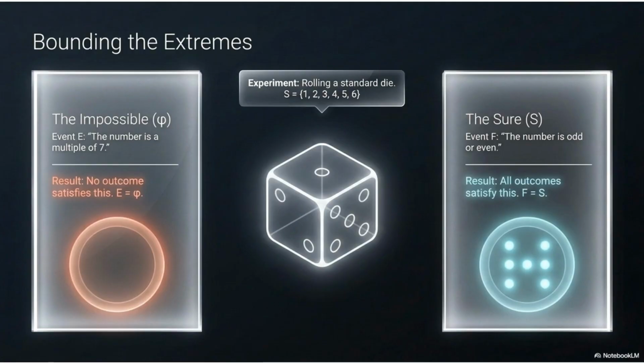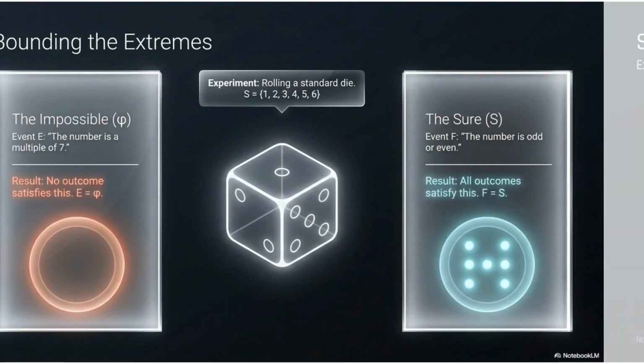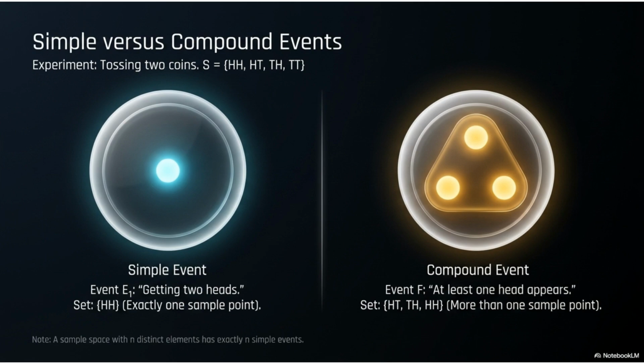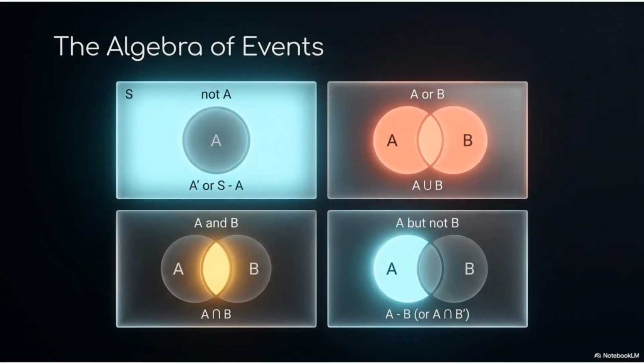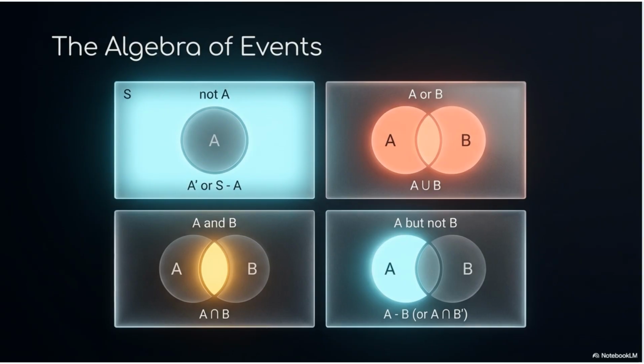To see this in practice, consider rolling a standard die. An impossible event would be rolling a multiple of 7, while a sure event is rolling any number that is odd or even. When tossing 2 coins, a simple event is getting 2 heads, whereas a compound event is getting at least 1 head. The algebra of events allows us to manipulate these sets using operations like not A, A or B, A and B, and A but not B.